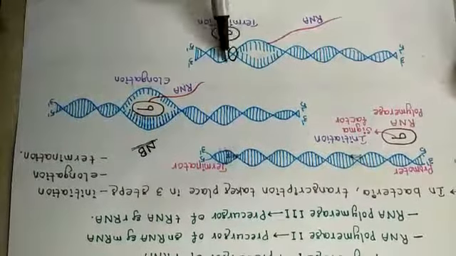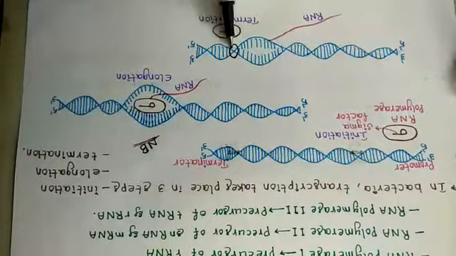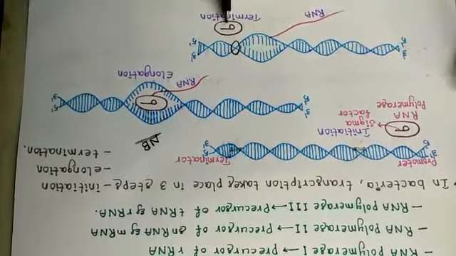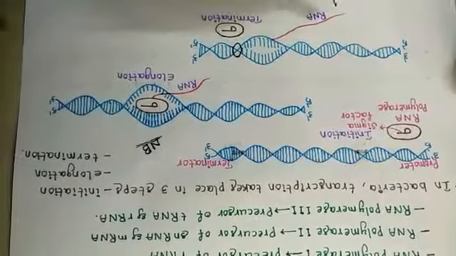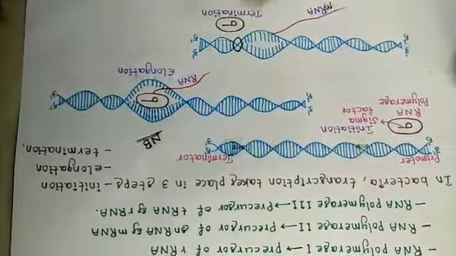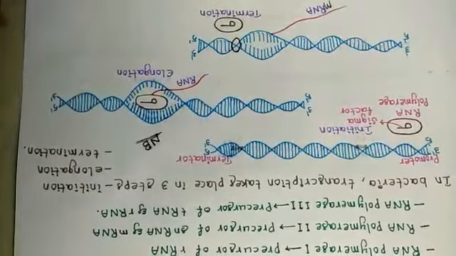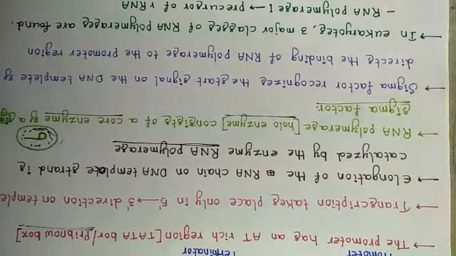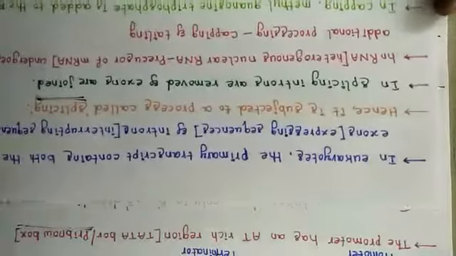Here the terminator region will be. When it reaches the terminator, immediately this RNA polymerase comes out. So the RNA polymerase and the mRNA strand will be detached from the double-stranded template DNA. Then after, what will happen is the newly formed mRNA, how it looks is here.